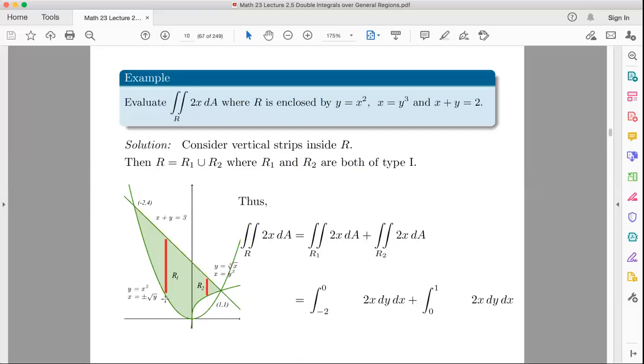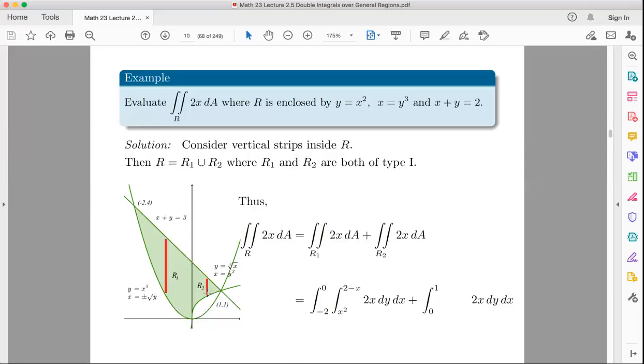So we take a vertical strip for R1. The lower boundary will be y equals x squared. The upper boundary will be y equals 2 minus x. So please correct this. This should be 2 there. So you get 2 minus x.